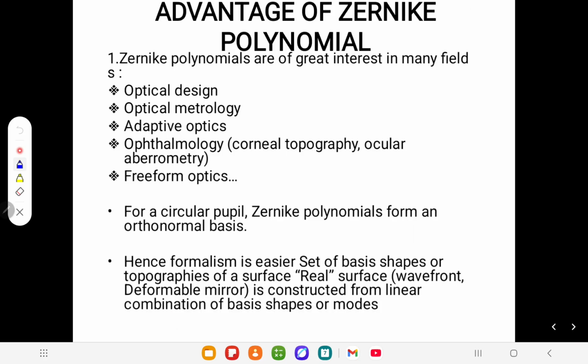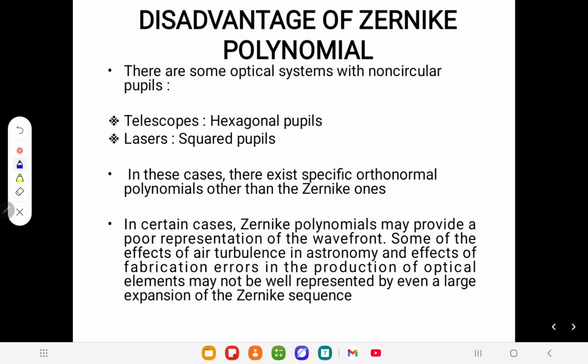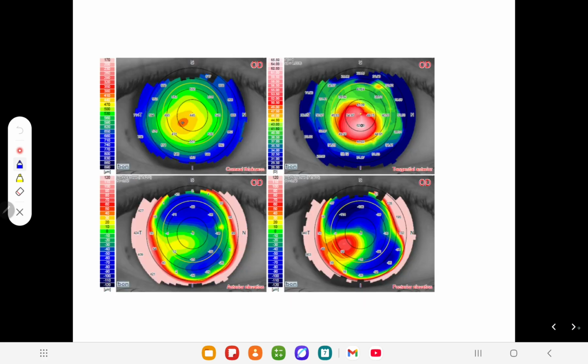Okay. So Zernike polynomials are of great interest in many fields: optical design definitely, optical metrology, adaptive optics, ophthalmology, especially the cornea field, aberrometry, freeform optics. So the circular pupil is the basis, and it's very important to understand, so as to know the different polynomial shapes and how they form and what they actually mean. The disadvantage of polynomials is they cannot be used for different pupil shapes, like hexagonal; they have to be modified basically.